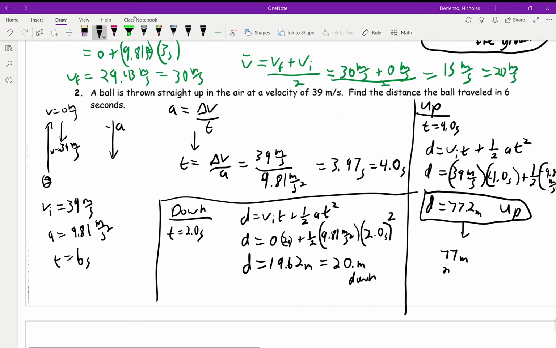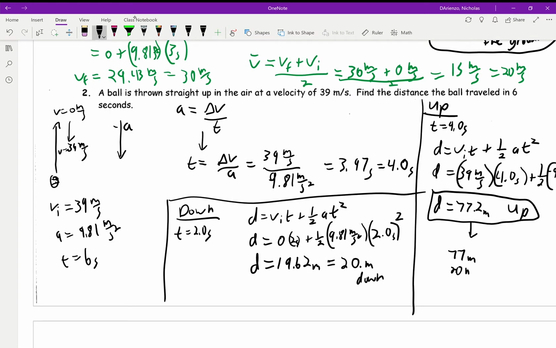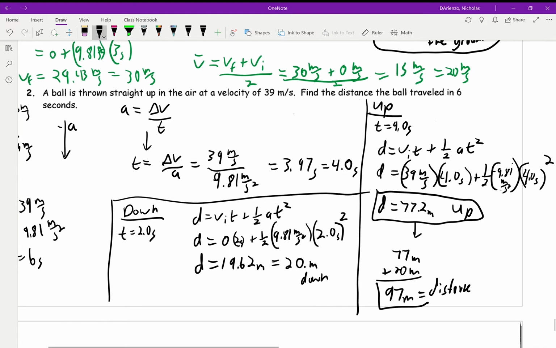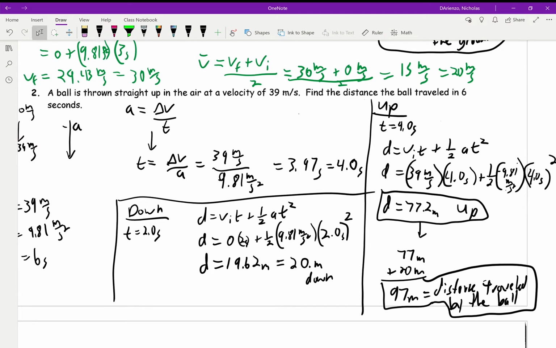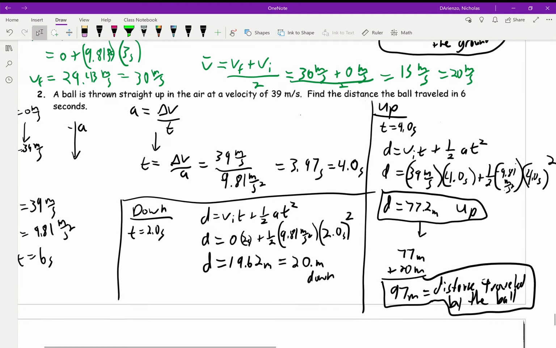If we add these two together, we can get the total distance traveled by the ball. So we'll have to kind of be conscious of that with a couple of these examples where the motion of the ball might not be in one direction, it might be changing direction. So we're going to have to be conscious of that.